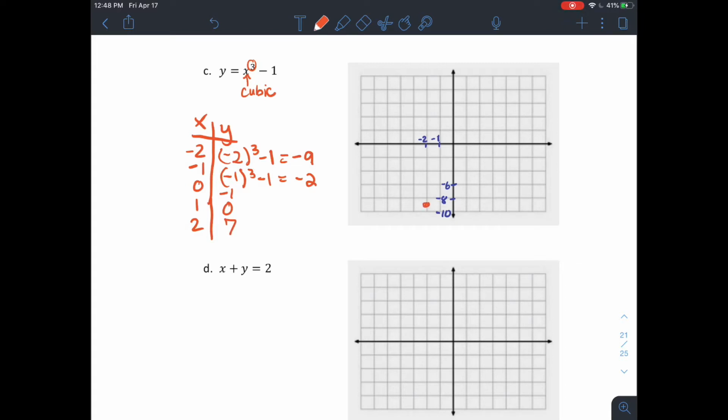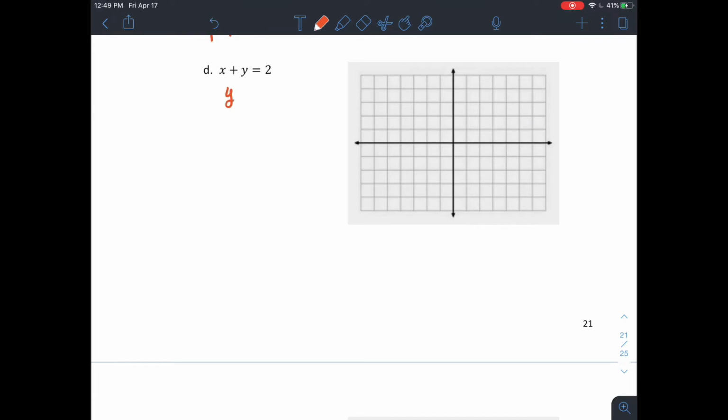Do a little labeling on your scale here because it wouldn't fit, so I'm counting by 2's on my y. Plot my points, and your cubic function is gonna look like that. Basically, it's your parent function translated down one.